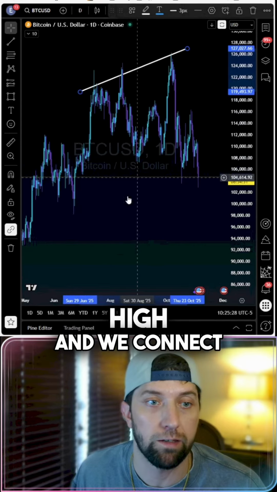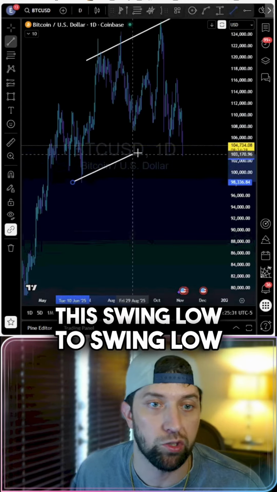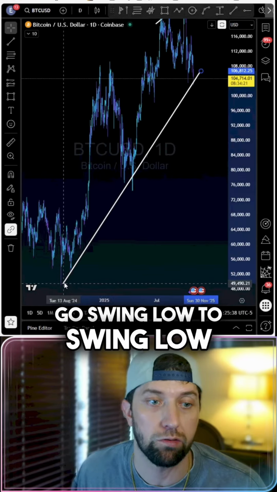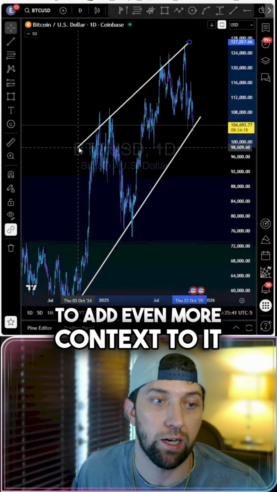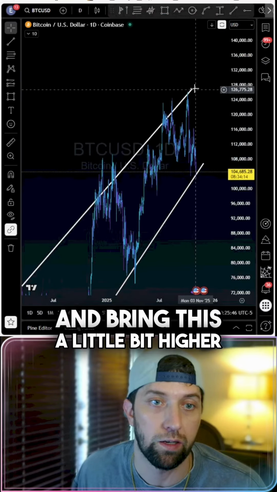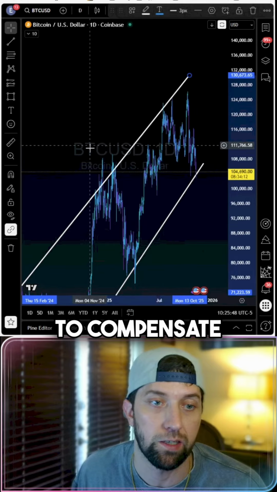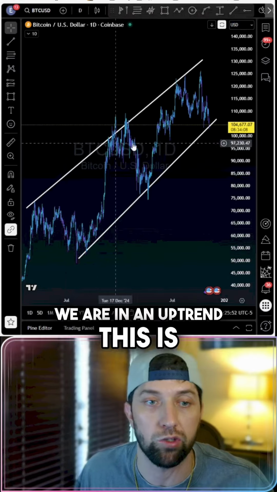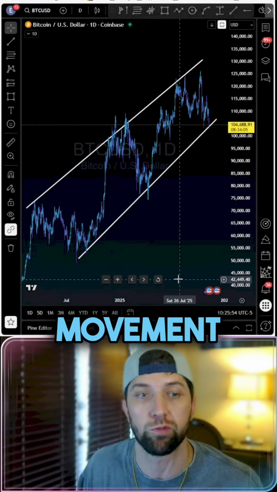Going to the daily, when we zoom out and we grab this and we go swing high to swing high, and we connect this swing low to swing low, we can even zoom out further and go swing low to swing low, and swing high, to add even more context to it. And we can even drop this down to this one as well and bring this a little bit higher to compensate. And you're going to see that this is taking us in an uptrend on the daily. So because we are in an uptrend, this is a bullish movement of price.